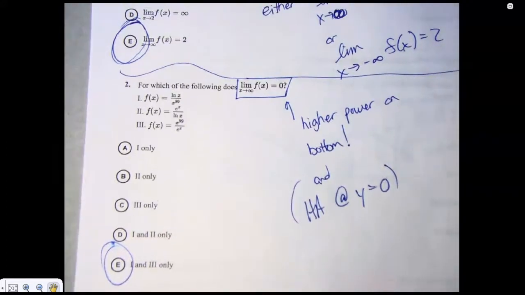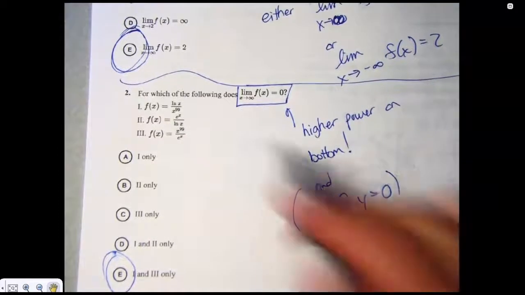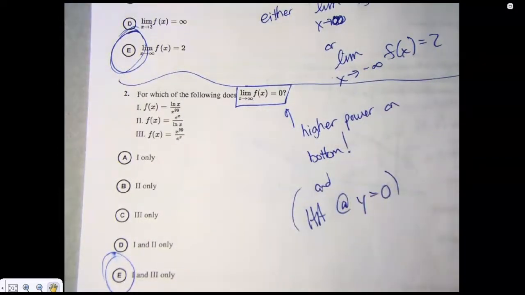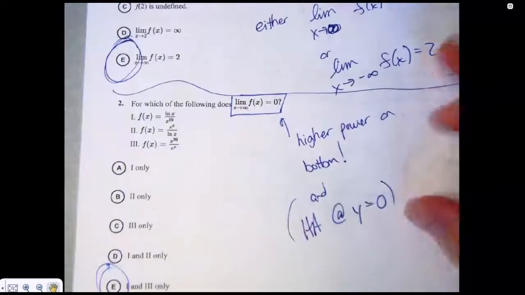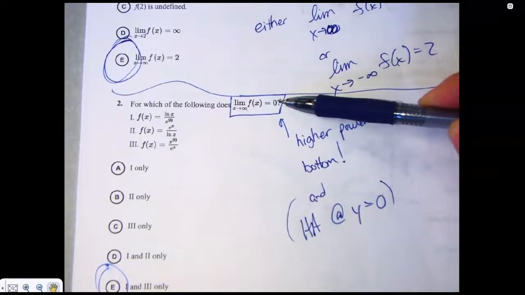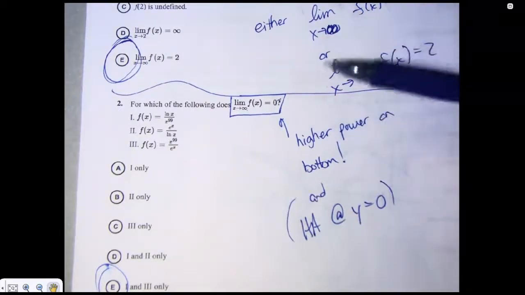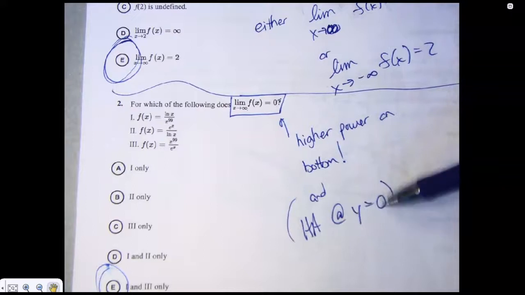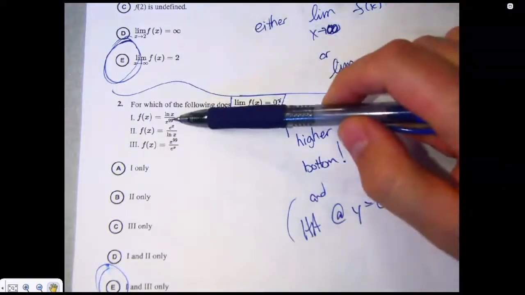Second one, if I want the limit to be 0 as x approaches infinity, you're looking at three situations. Where's the higher power? Top, bottom, or tied? So in this case, it's on the bottom. The answer is 0, so we want the higher power to be on the bottom, because that will give us a horizontal asymptote at y equals 0. Well, here the higher power is on the bottom.